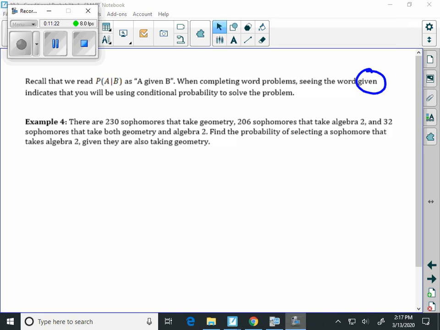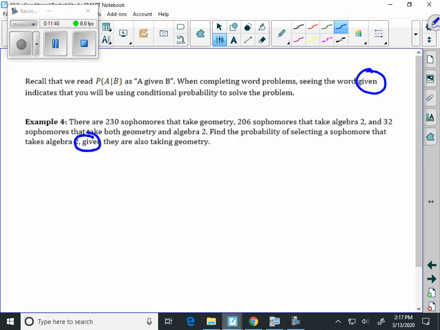So example 4, there are 230 sophomores that take geometry, 206 sophomores that take algebra 2, and 32 sophomores that take both geometry and algebra 2. Find the probability of selecting a sophomore that takes algebra 2 given they're also taking geometry. So what we've got here is we want to find, let's see if I can write it in the proper format, the probability that algebra 2 and geometry, given that they're taking geometry.